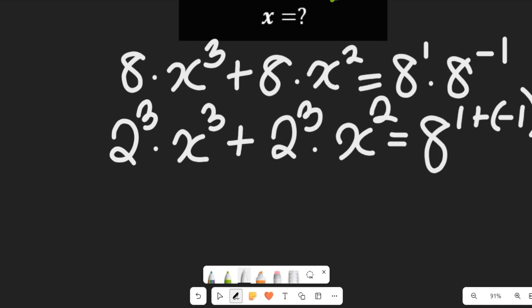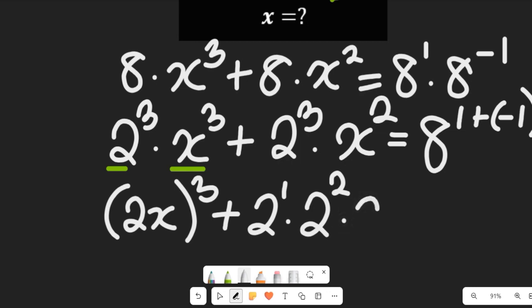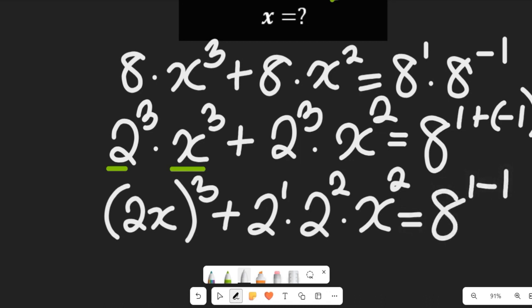Now from this, we can see that since this and this have same powers, we're going to multiply them, and that will give us 2 multiplied by x, all to the power of 3, and then I'm going to break this to give me 2 to the power of 1 multiplied by 2 to the power of 2. It's possible according to the laws of indices, and x to the power of 2 will be equal to 8 to the power of 1 minus 1.